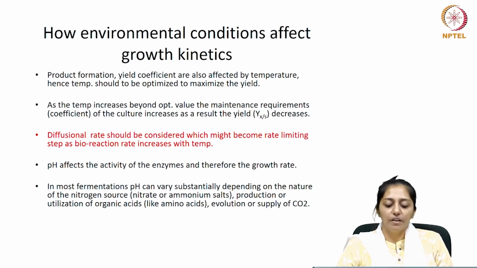pH affects the activity of the enzymes and therefore the growth rate of the culture. In most fermentations, the pH can vary substantially depending on the nature of the nitrogen source. Generally, nitrogen sources are provided in the form of nitrates or ammonium salts. So production or utilization of organic acids like amino acids, or evolution or supply of carbon dioxide, all these factors may play a role in the change in the medium pH during fermentation.